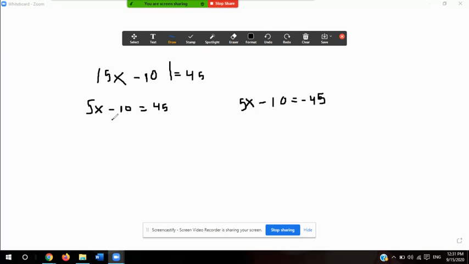So we're going to add 10 on this side, and 45 plus 10 equals 55. So this side cancels out, and that would be 5x equals 55. So we're going to divide each side by 5, and x is going to be 11, positive 11.